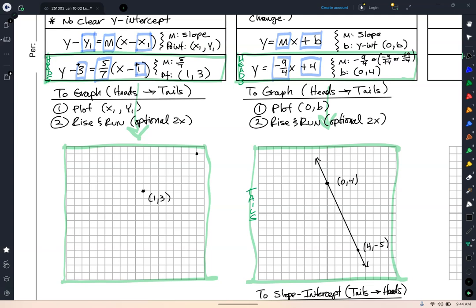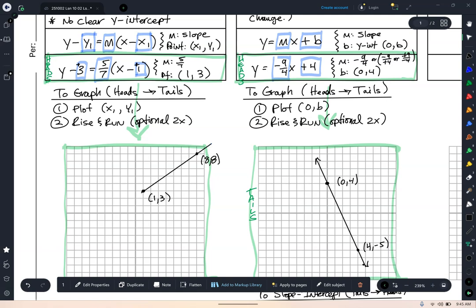Okay, what's that address of that point way out there? 7, no, 8. 8, 8. Okay, all right, let's label that. So then we can draw a line from our point out here. I can even extend my line a bit here, right?